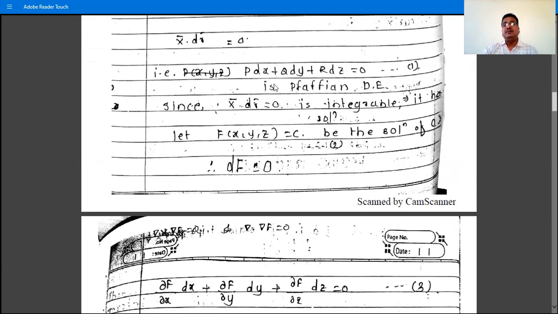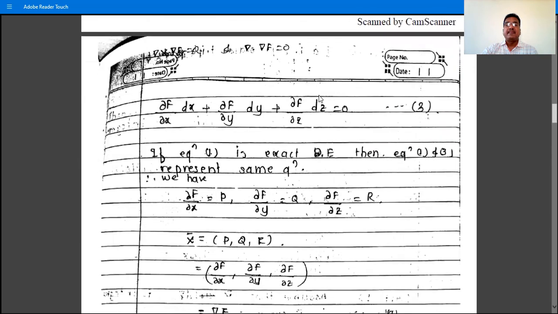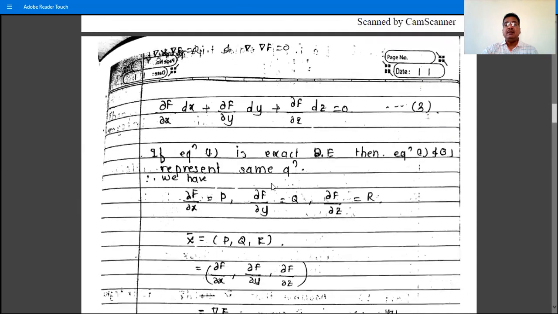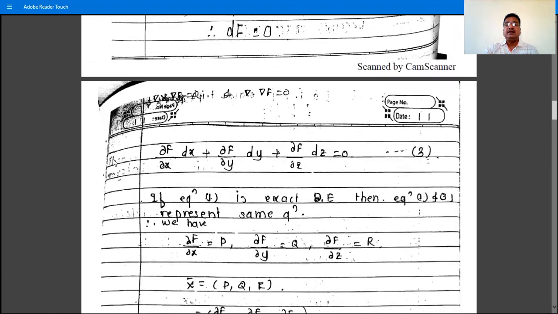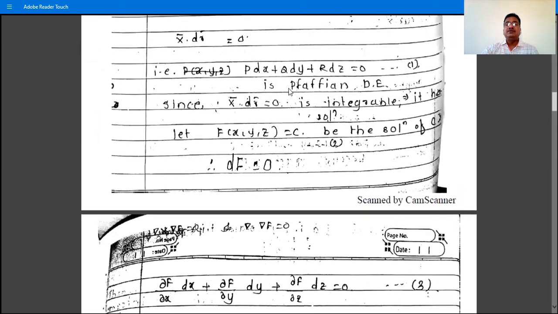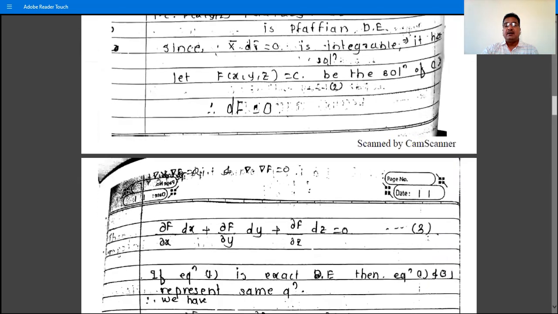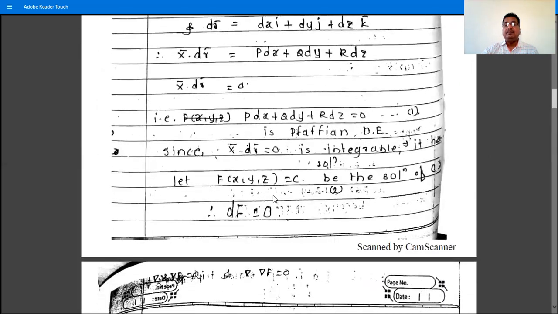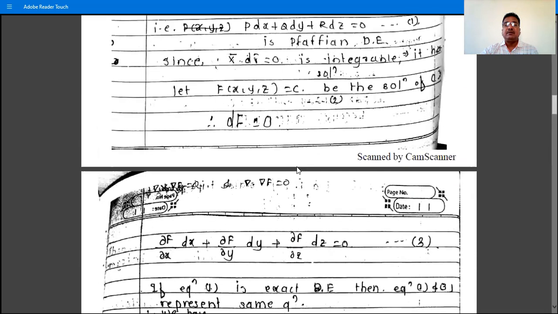That is, after multiplying by the integrating factor, it becomes an exact differential equation. So suppose 1 is an exact differential equation, then 1 and 3 represent the same equation. If the given equation is exact, then P is ∂f/∂x, Q is ∂f/∂y, and ∂f/∂z is R. If this differential equation is exact, then we know the condition of an exact differential equation.